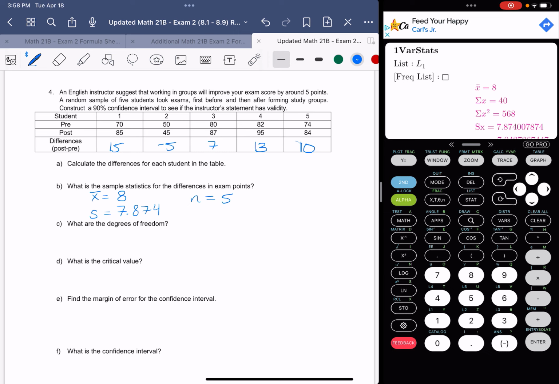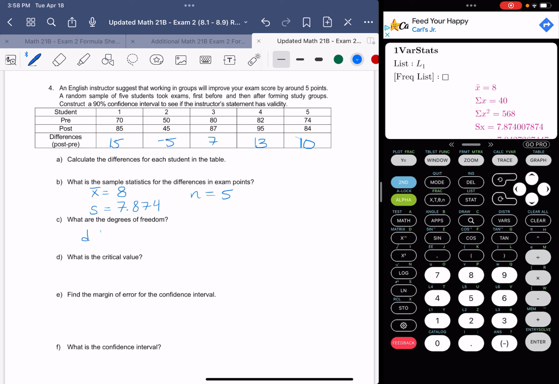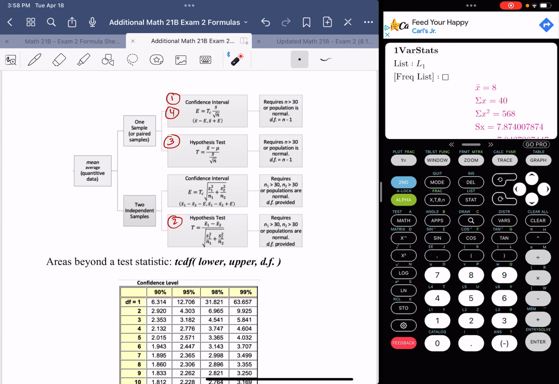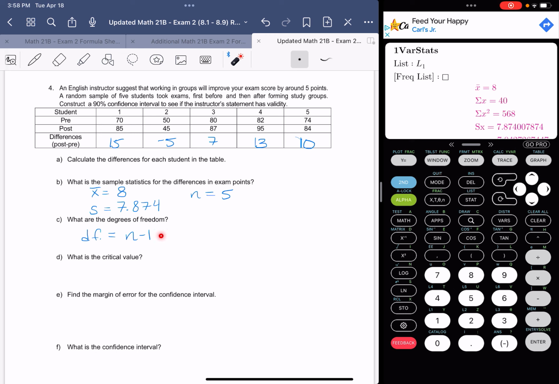Okay. All right, next, degrees of freedom. So we know to calculate degrees of freedom, that is n minus 1. And again, we know we're here. If you need a reference, go here for degrees of freedom, n minus 1. We said n was 5. So that'll be 5 minus 1, which is 4.